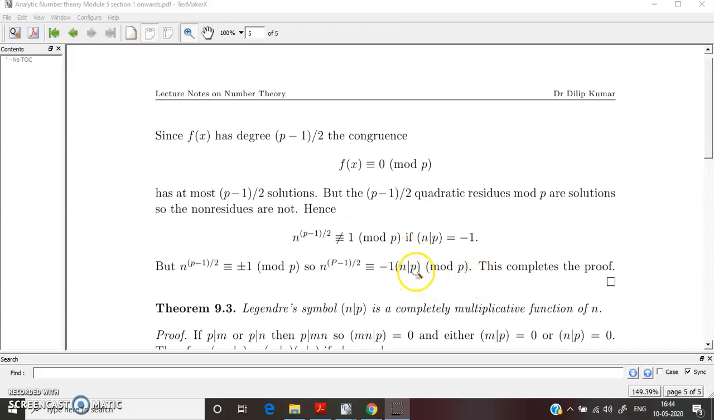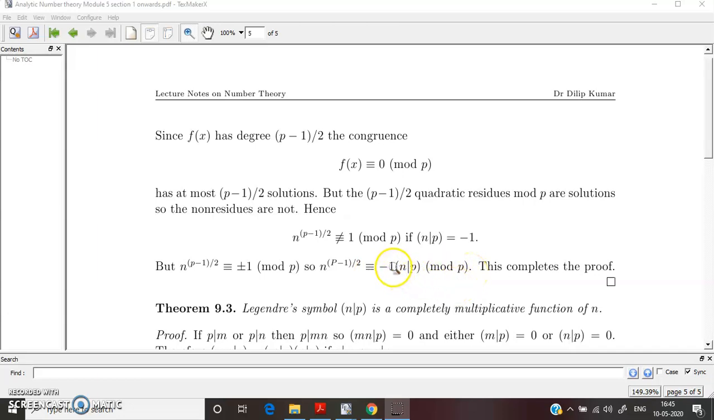So here minus 1 should be congruent, so this is equal to (n/p). So here n raised to (p minus 1)/2 is congruent to minus 1 mod p. So we have proved the result for minus 1 also. Thus we have proved all the cases. So by Euler's theorem we have n raised to (p minus 1)/2 is congruent to (n/p) mod p.